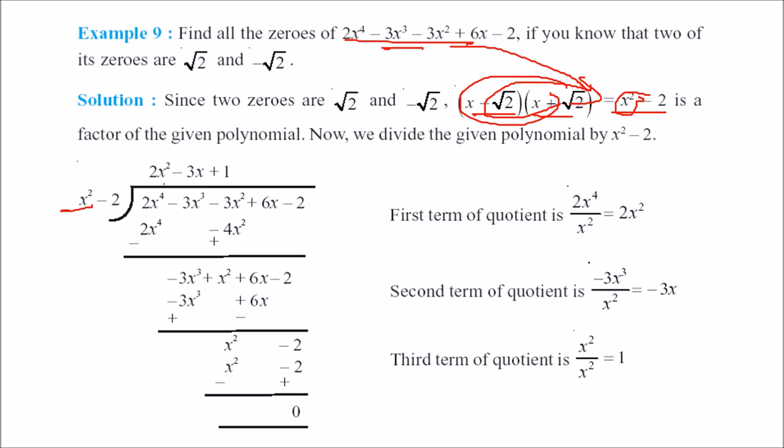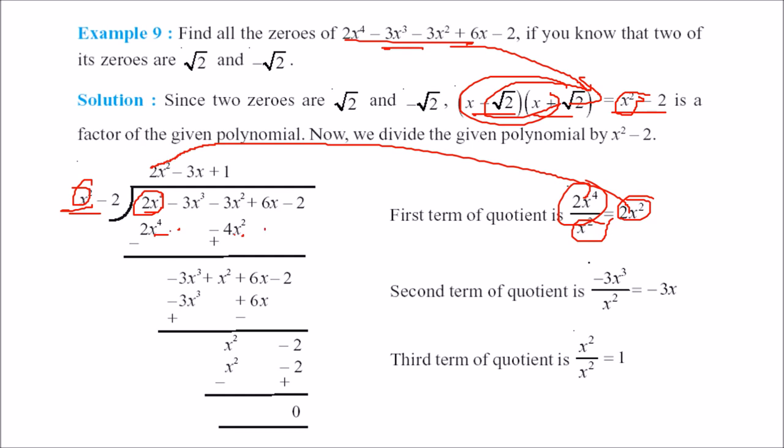X square minus 2 needs to divide this one. So what you have to do, take this 2x to the power 4 divided by x square. You get 2x square. Place it here. Multiply 2x square by the whole of this, keep it here. And you have to keep the values which have equal power. You cannot write 4x square here or here. You have to place it exactly with respect to the powers. So just subtract, this gets cancelled out, this will be like this only, this will be like this only, this will give you x square.